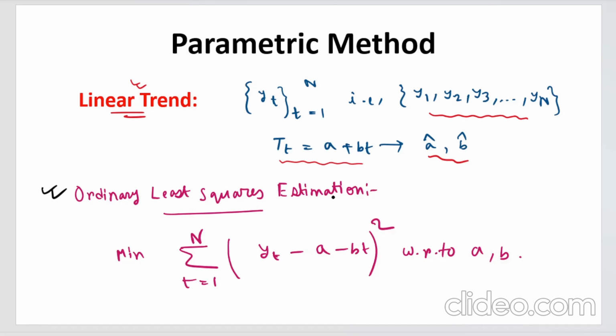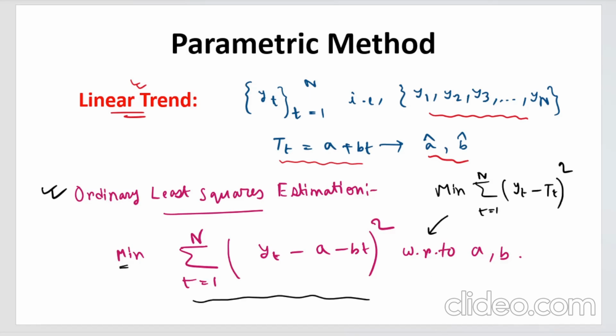So in the ordinary least squares method, what do you do? You minimize the error sum of squares, right? This is the expression that you want to minimize: summation t from 1 to n of Yt minus the trend. So basically you are trying to minimize summation t from 1 to n of (Yt minus Tt) whole square. This is the expression that you need to minimize.